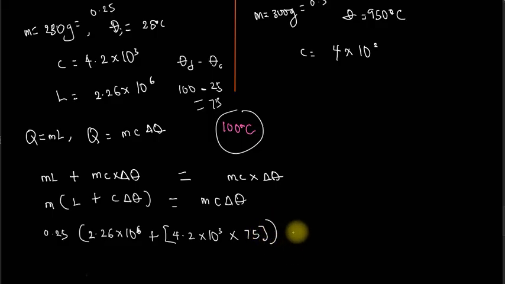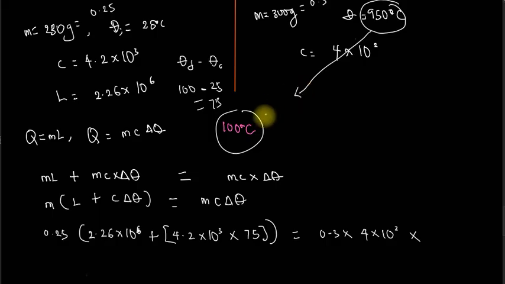Close our brackets is equal to m for copper, 0.3, times specific heat capacity 4 times 10 to the power 2, times change in temperature from a whole 950 degrees Celsius to 100 degrees. How much heat energy did this water even take? Wow, that's a lot.